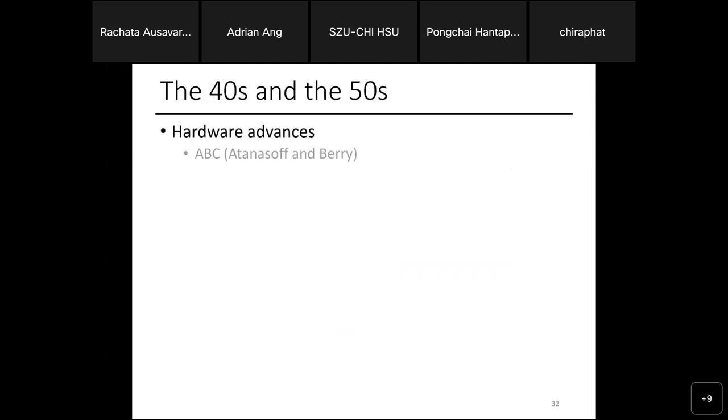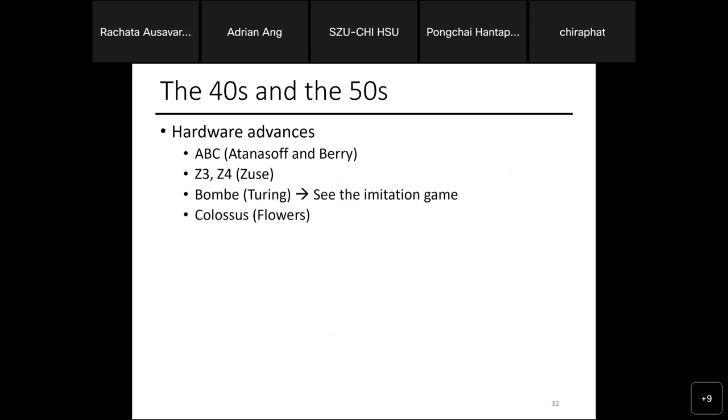Then there were a lot of hardware advances in the 40s and the 50s. That's the ABC, that's the C3 and C4, the Zuse. I think that was German. If I remember correctly, the C3 or C4, one of them actually got bombed during the war. So these are actually machines used in the war. The Bombe. Anyone saw the movie The Imitation Game? That's the machine. It's called the Bombe, built by Turing and his team.